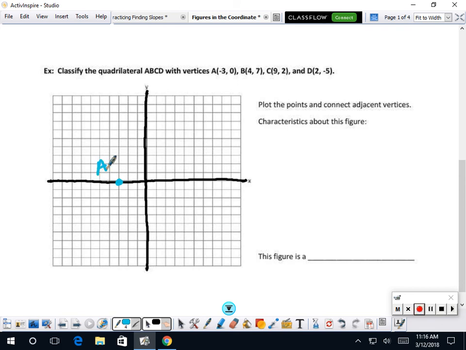B is at 4, 7. So 1, 2, 3. C is at 9, 2. And D is at 2, negative 5. Okay, again, we're going to have a 4-sided shape, so go ahead and connect the dots, okay, to create that 4-sided figure.